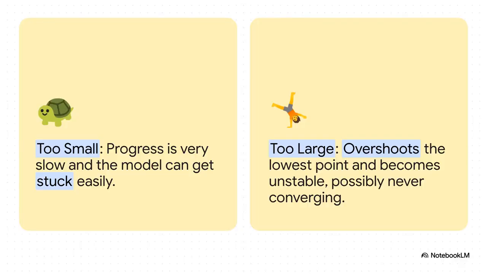If your learning rate, your step size, is too small, the model learns so slowly. It's agonizing, and it might get stuck on a tiny little dip in the landscape thinking it's hit the bottom. But if your step size is too big, it'll just completely overshoot the valley floor, bouncing from one side to the other wildly. It might never find the minimum at all. It has to be just right.